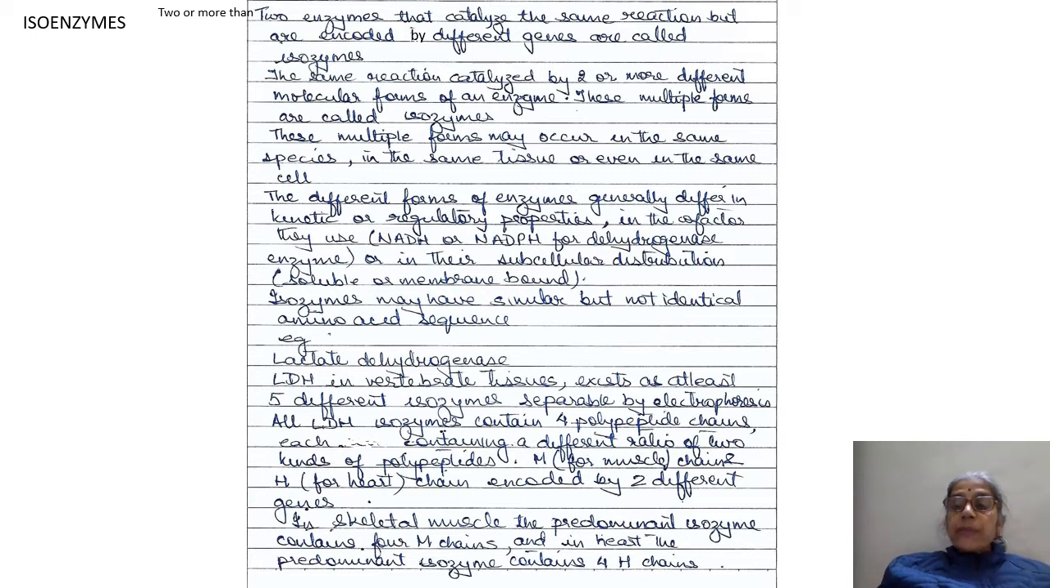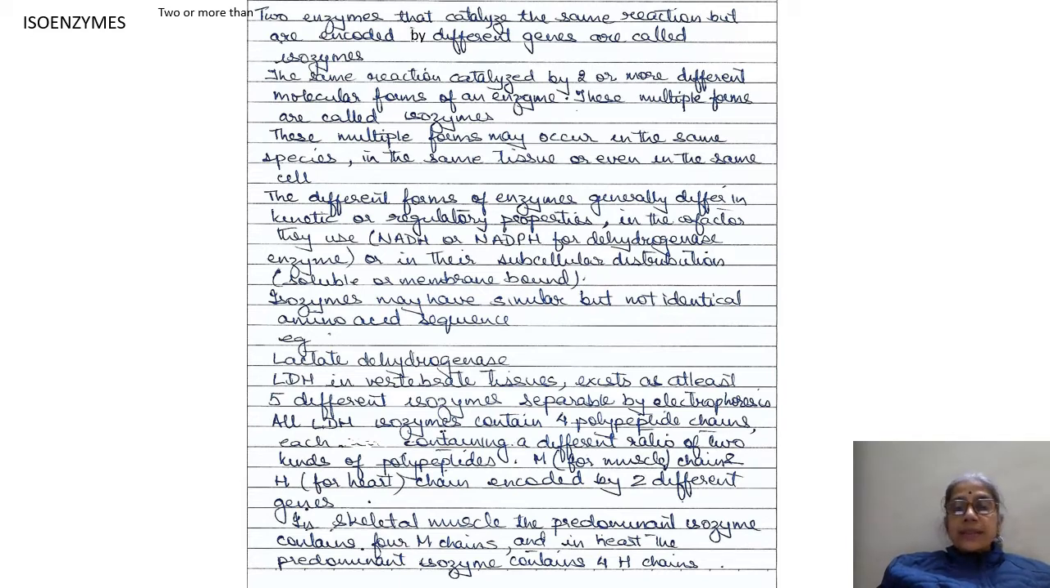These multiple molecular forms differ in their kinetic properties, in their regulatory properties, in their distribution pattern in the cell. They can be present in the cytoplasm, or they may be found in a certain cell organelle, or they can be present in soluble form or membrane bound form. They can differ in the type of cofactor that they are using. For example, in case of dehydrogenases, they may either use NADH or NADPH. Various isozymes may have similar but not identical amino acid sequence because they are encoded by different genes.